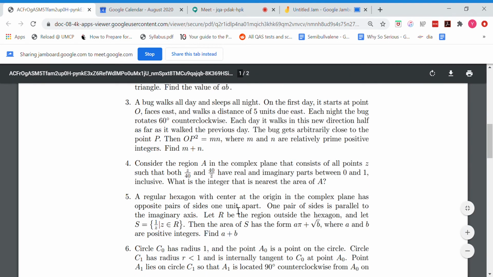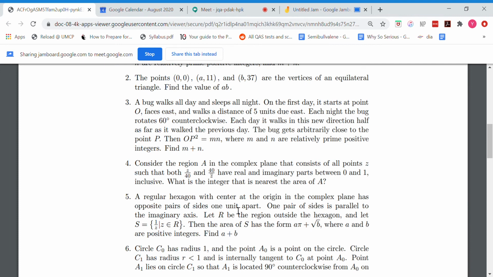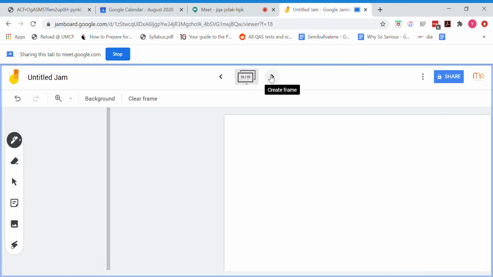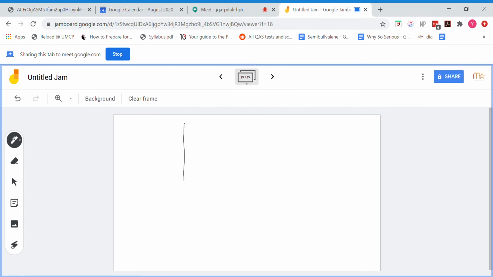So let's take a look at the next problem. This problem is significantly harder. Alright. So a regular hexagon with a center at the origin in the complex plane has opposite pairs of sides 1 unit apart. One pair of sides is parallel to the imaginary axis, and let R be the region outside the hexagon, and let S be the region that consists of the points 1 over Z, where Z is in R, and then we want to find the area of S. Alright, so let's draw a good diagram. Even though this is complex geometry, like with all geometry, you should always start with drawing a good diagram.